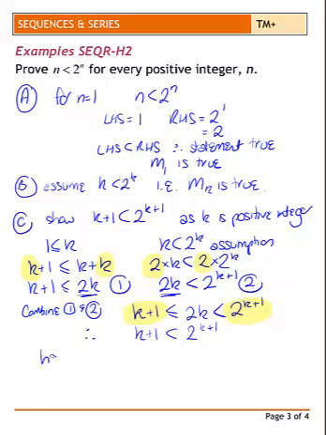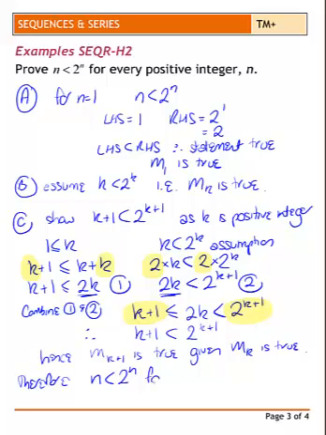Okay, so hence M(k plus 1) is true given Mk is true. Therefore, n is less than 2 to the n for every positive integer n. Again, don't get too caught up in this. It's exposing you to mathematical induction and proofs.